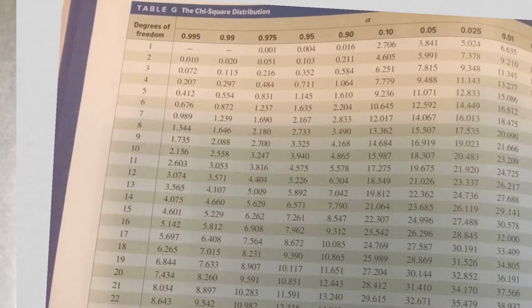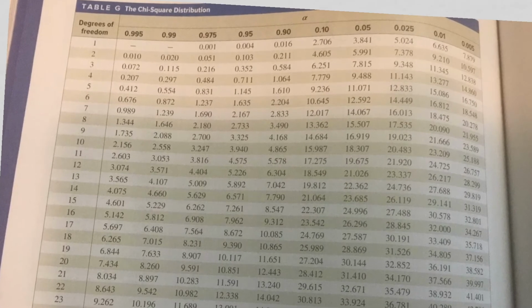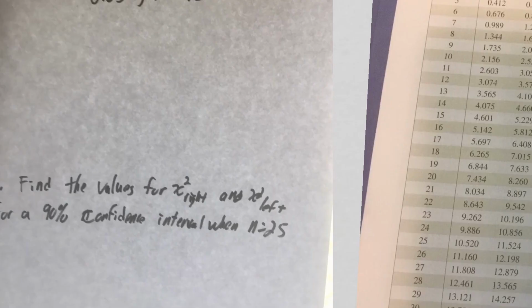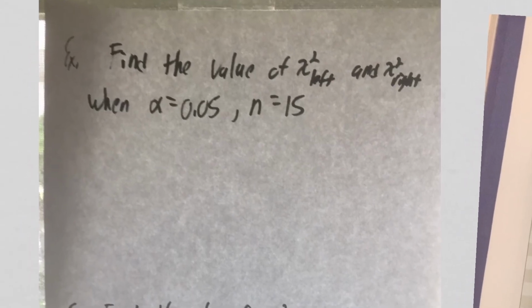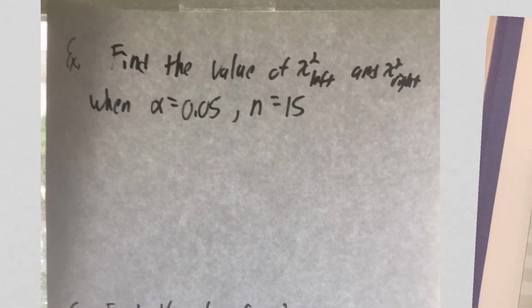So what the table looks like is this. This is from the back of your book, your table G, as you see. Here are your degrees of freedom on the left, and then your alphas on top. Let's take a look and see how we're going to read this table. We're going to find the value of chi-squared left and chi-squared right. And notice it tells me alpha. It is not telling us the actual percent.